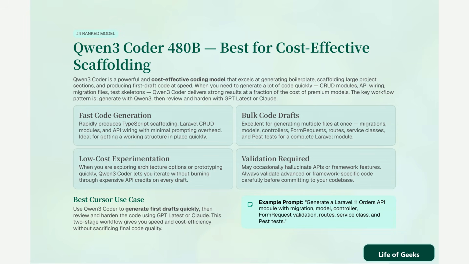This is especially useful in Laravel, where one feature often touches many files: migration, model, factory, request validation, controller, resource, routes, and tests. Use Qwen to get the shape in place, then use a stronger reviewer to harden the details.